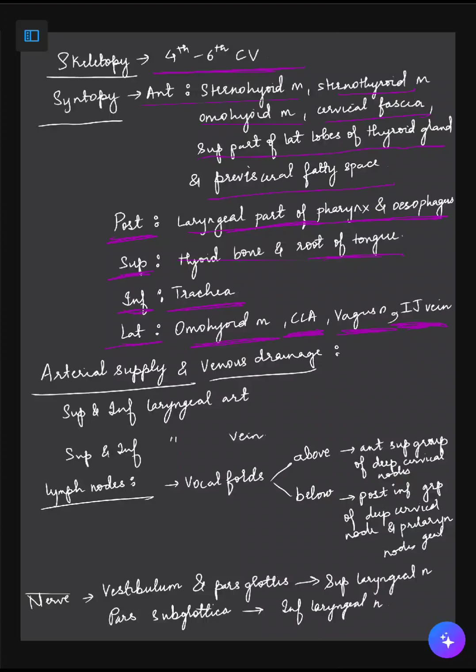Arterial supply and venous drainage: superior and inferior laryngeal artery, superior and inferior laryngeal vein. Lymph nodes: above and below the vocal fold. Anterior superior group of deep cervical nodes, posterior inferior group of deep cervical nodes and prelaryngeal nodes. Now what is the nerve supply? Vestibulum and pars glottis are supplied by superior laryngeal nerve and pars subglottica by inferior laryngeal nerve.